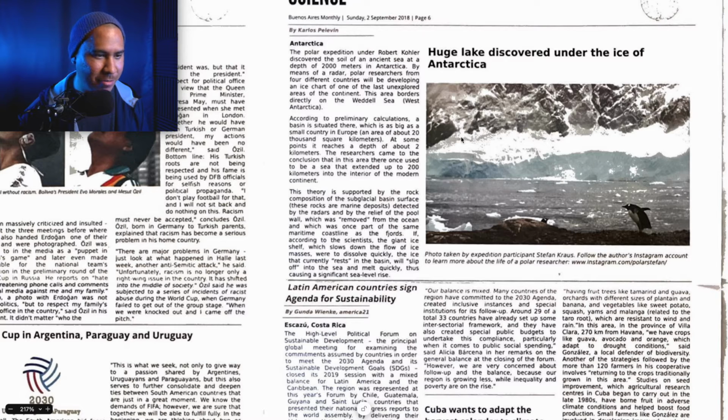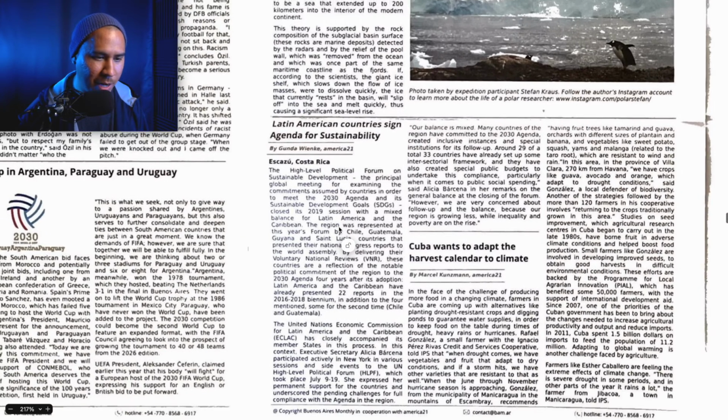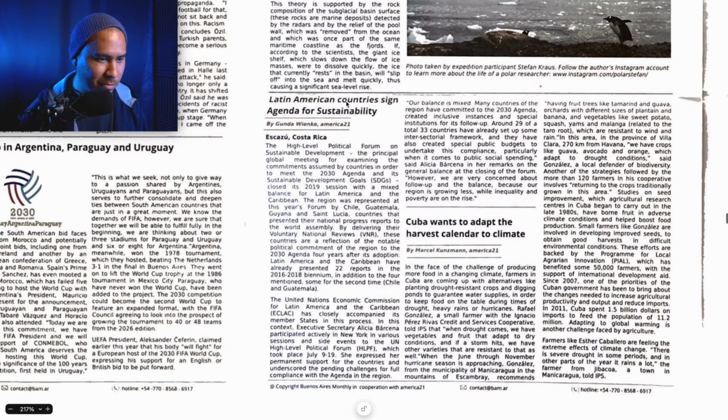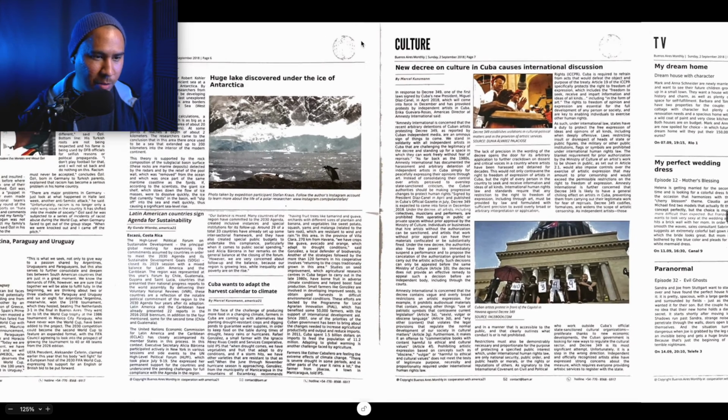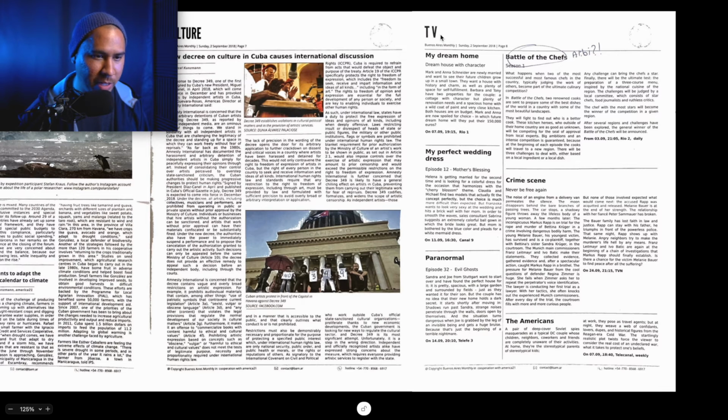Okay. Aside from these names, Stefan Kraus and Robert Kohler, I'm not sure what's really sticking out here for me, at least not right now. On the bottom, it's talking about Latin America and Cuba. There could be something here, but I'm just going to move on for now. I think I need more details about who these people are and what's going on. But here is also page 7, culture. And finally, the last page, TV. Oh, and there's writing on here too.